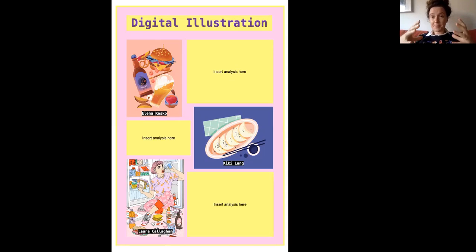So I've created a pink background with a yellow border, just using the shapes, and then I've put little shapes for you to add your analysis. So you can double click on the text, I'll show you this again, and then write something about each of these artists and their work.